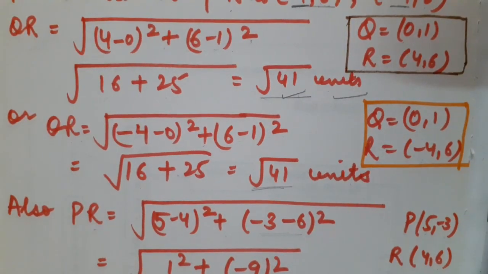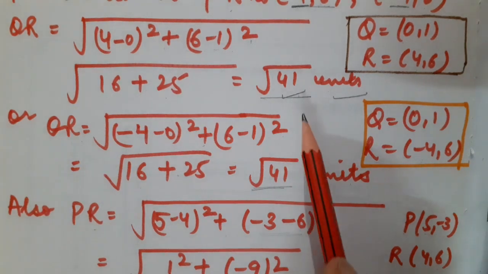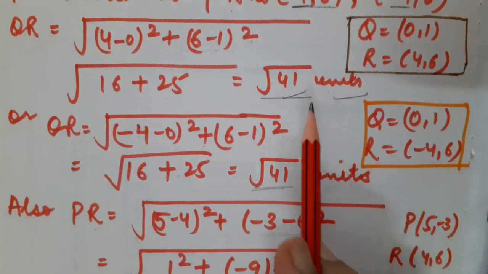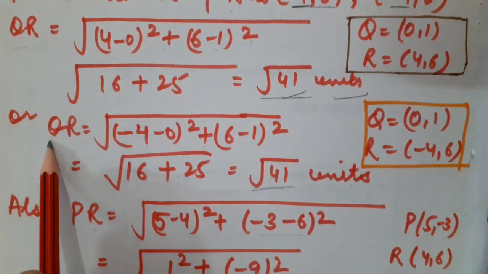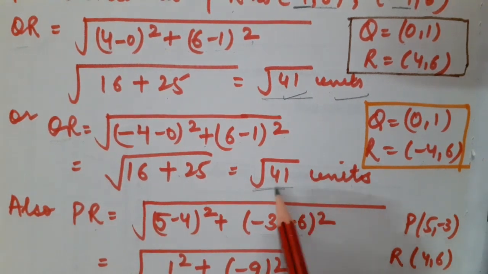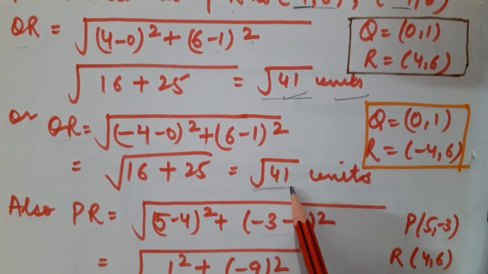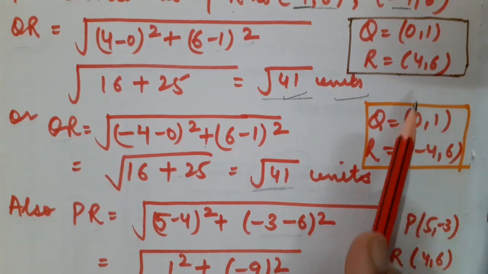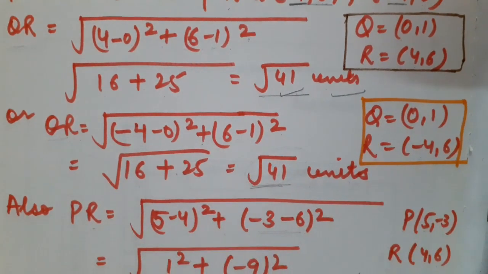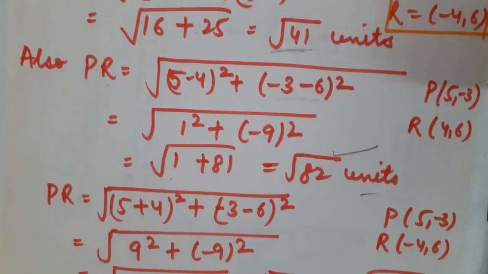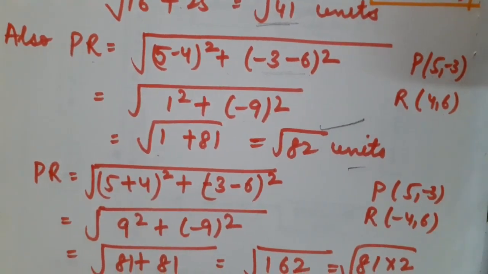Okay children, one more thing I want to add in it. Here the distance could vary also. It is not essential that every time QR will be equal to root 41. I could get some different distance also, because the quadrants are going to be changed. Definitely the distance can be either more or less also. Fine, students? Okay. Now let us switch to the next distance, that is PR.